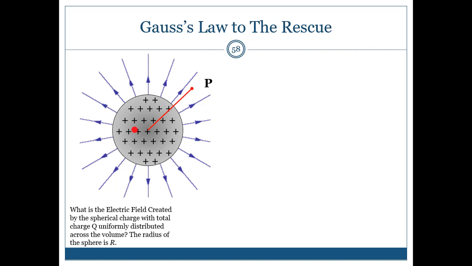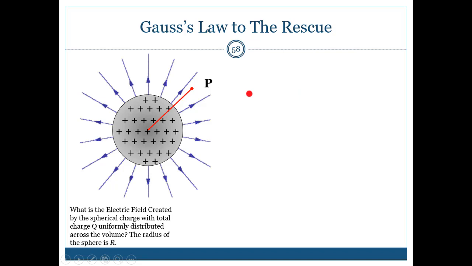So I want to find the electric field at a distance, some random distance, small r, let's say, at this point P. The radius of the sphere is given, r. The charge is given, q. So how do I find the E field at this point P, let's say?